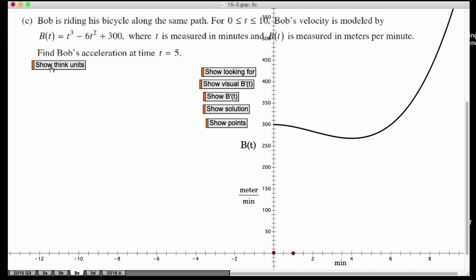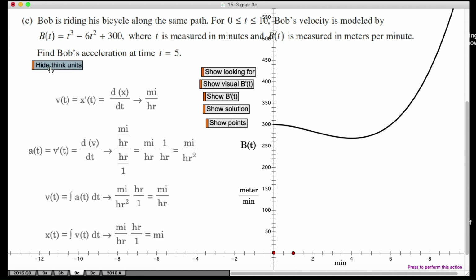So let's do a little thinking, and I want to review some stuff here, and we'll talk about units, because units are very helpful a lot of times. Velocity is the derivative of position, x prime, which is the same as dx dt. Say x is measured in miles and time in hours. The velocity would be miles per hour, which is true.